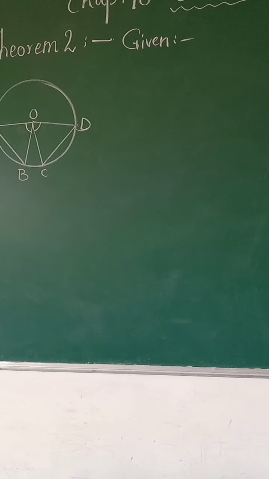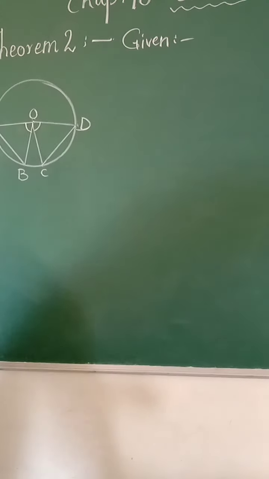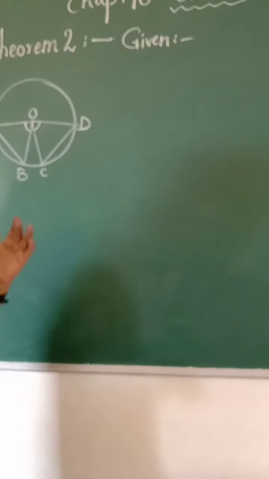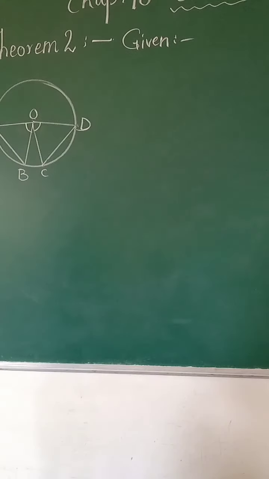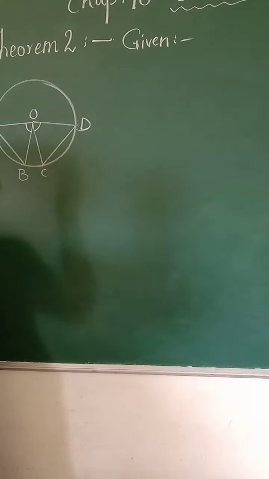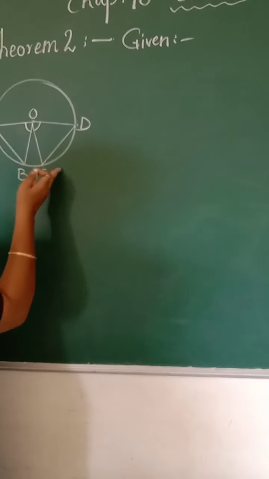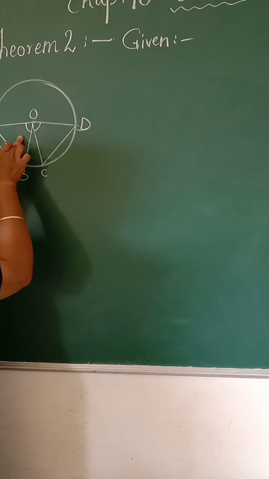Now students, theorem number 2. What is theorem number 2? It is the converse of theorem number 1. Theorem number 2 is: if the angles subtended by the chords of a circle at the center are equal, then the chords are equal. What is in the first theorem? That equal chords subtend equal angles at the center.